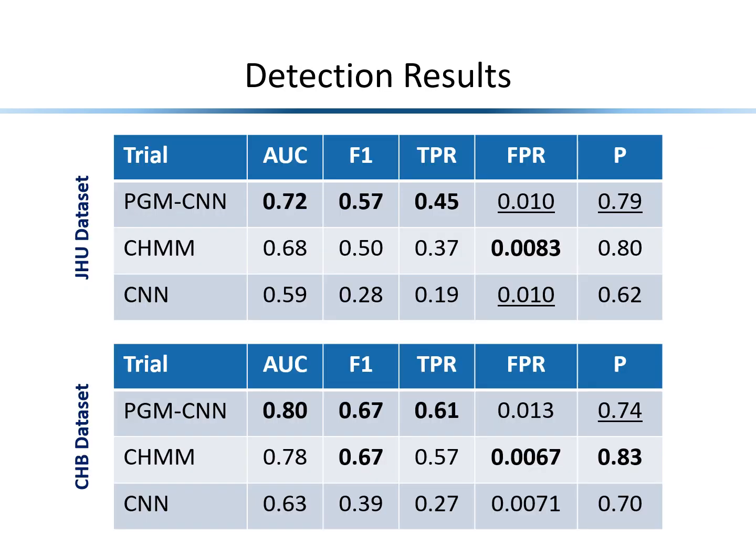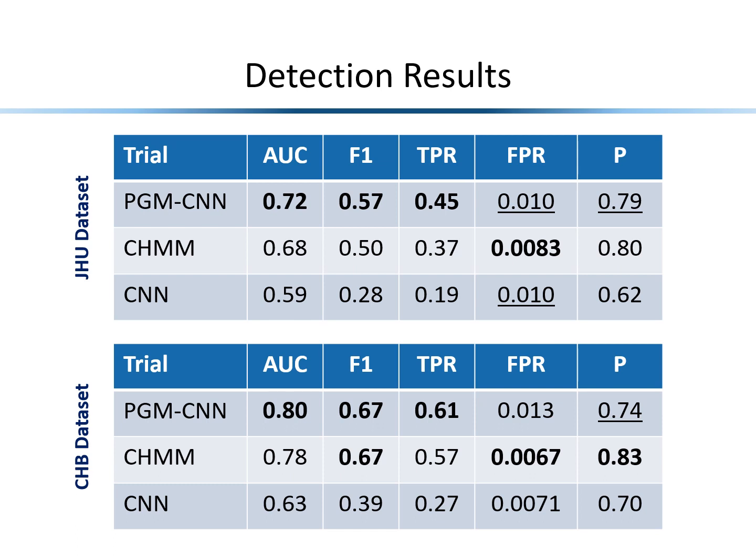If we look at the quantitative performance of seizure detection, what we've plotted are AUC, F1, true positive, false positive, and precision. We see that in almost all cases, our method outperforms the baselines, which suggests that this fusion of the probabilistic graphical model prior with a deep learning likelihood is providing gains over using each component separately.